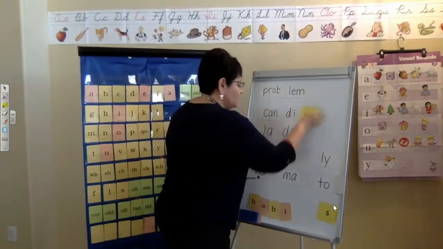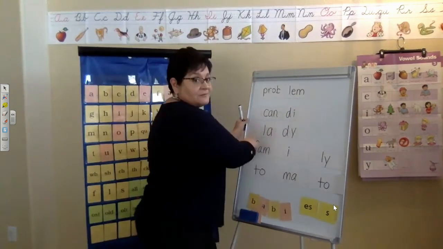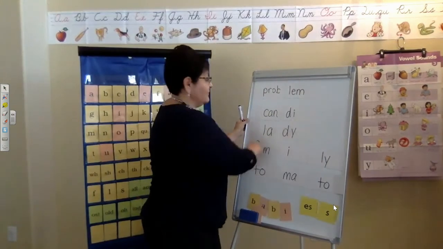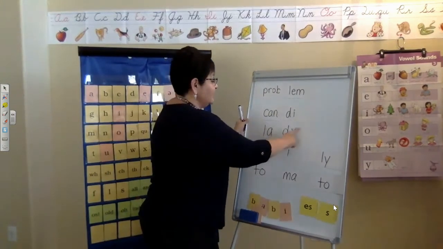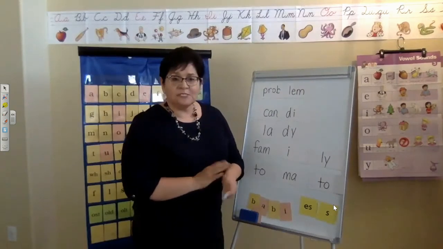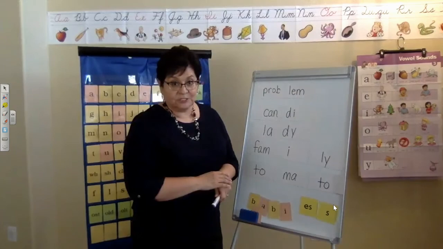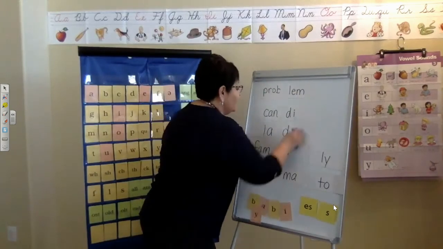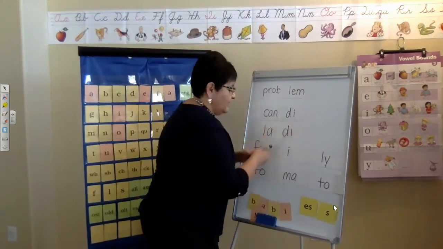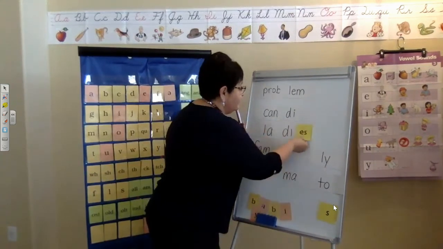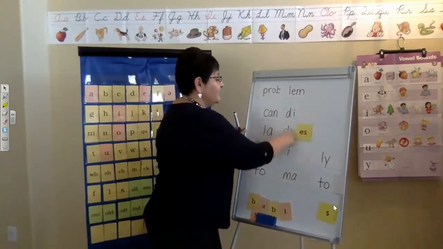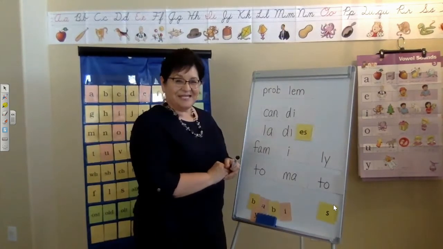All right, your turn to read this word. Let's read it together. Lady. I want more than one lady. So I want 2 ladies, 3 ladies, a million ladies. What do I need to do? Change the Y to I and add ES. Let's read this now. Lady, ladies. You getting the hang of this?